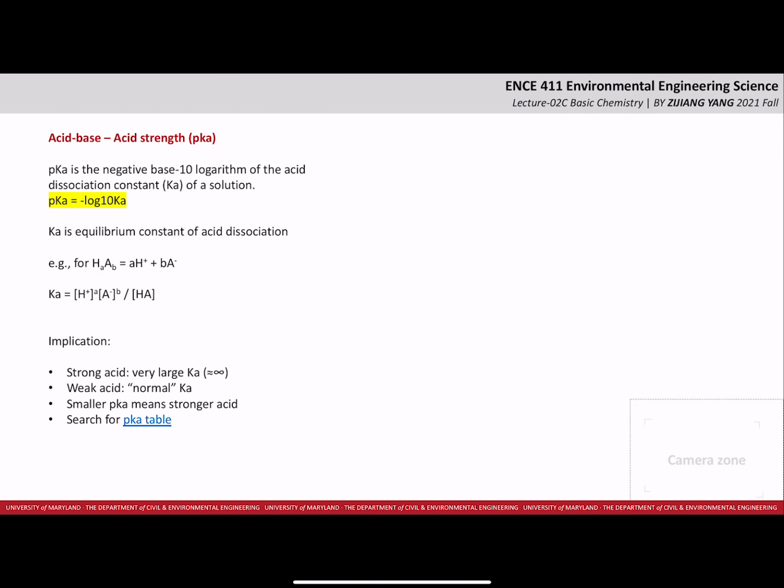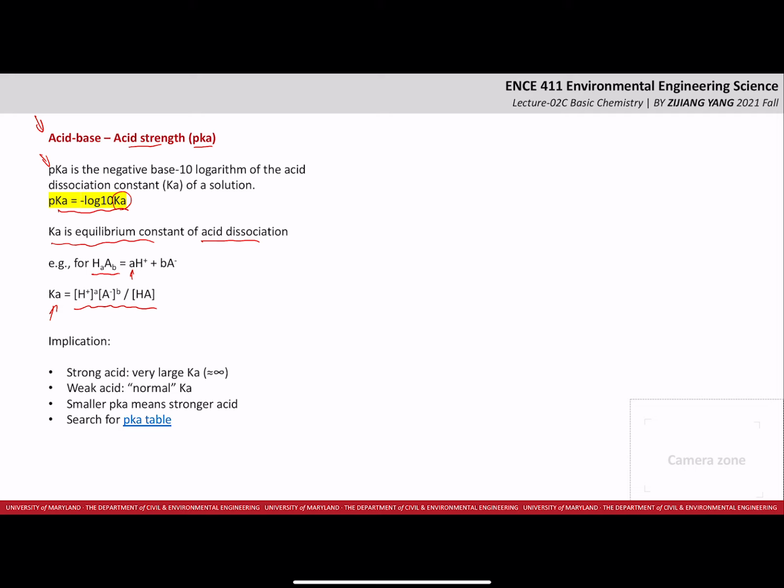And then I would like to talk more about acid and base. I think you guys have already learned it before. So about pKa, it is an acid strength, and the pKa is defined as this equation. And in this equation, Ka is the equilibrium constant of acid dissociation. For example, if we have an acid like here, this is a general expression of an acid, and it can dissociate into A- and H+. In this case, the equilibrium constant can be expressed as this, as we discussed in the lecture.